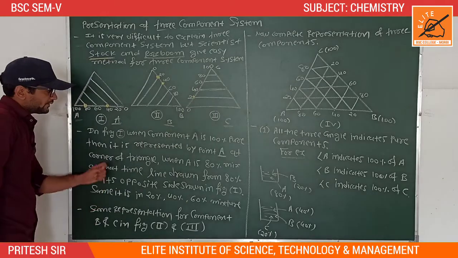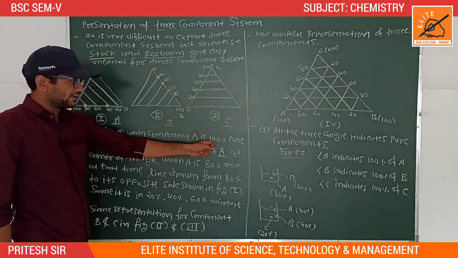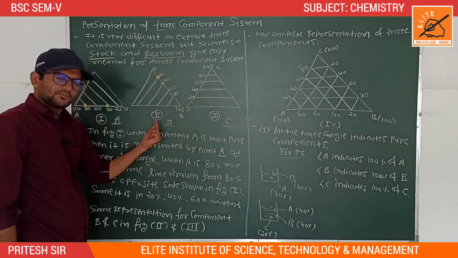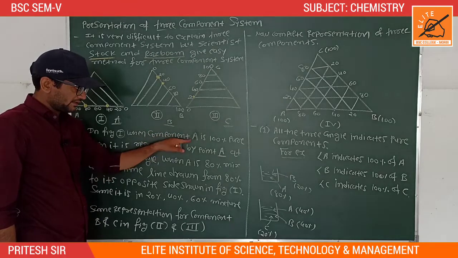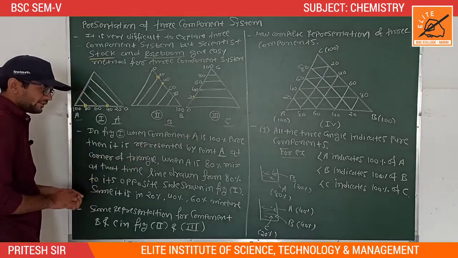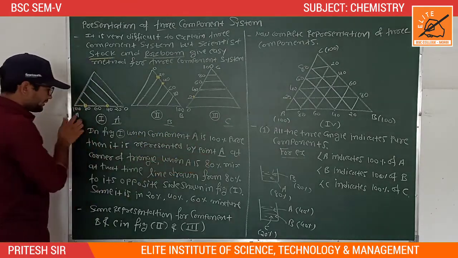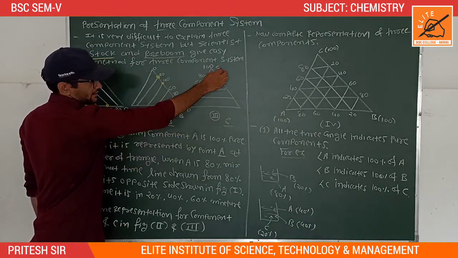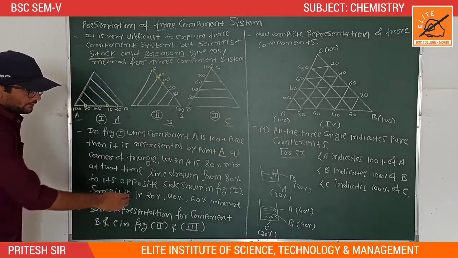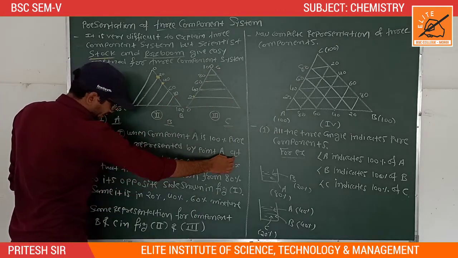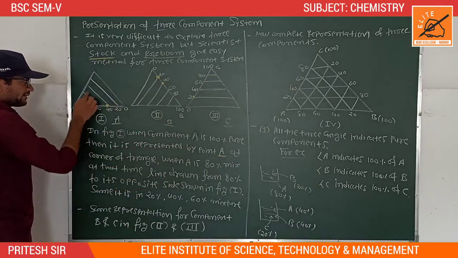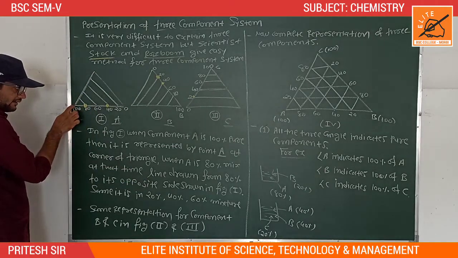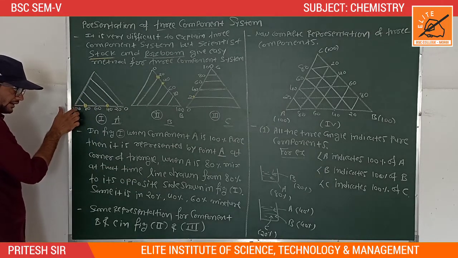Okay. So in figure 1, when component A is 100%, it means only one component is present in your system at that time. Then it is represented by point A. Here this point is A, this is point B, and this one is point C. So it is represented by point A at a corner of the triangle. Here we can see that the corner of this triangle indicates the value of A is 100%.